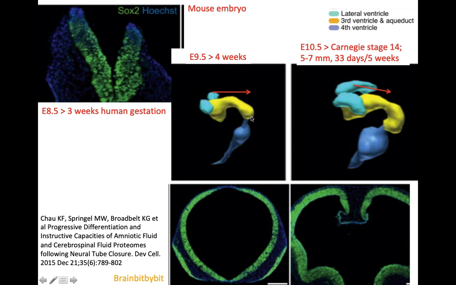This is a cast of the ventricular system at embryonic day 9 in mice, 4 weeks human gestation, and you can see the large third ventricle. And from this third ventricle there are two horns, which are the lateral ventricles, that are growing outwards and growing posterior, so expanding the telencephalon. You can see the cerebral hemispheres coming up here.